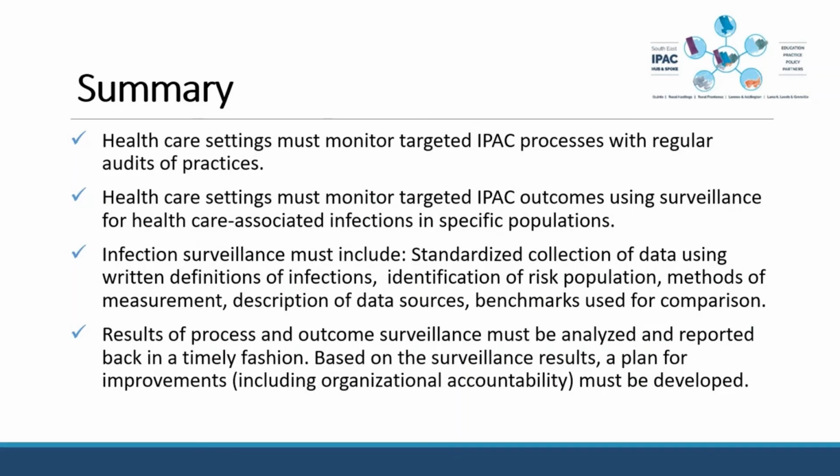So infection surveillance must include standardized collection of data using written definitions of infections, identifications of risk population, methods of measurement, description of data sources, benchmarks used for comparison, and results of a process and outcome surveillance must be analyzed and reported back in a timely fashion. So based on the surveillance results, a plan for improvement, including organizational accountability, should be developed.